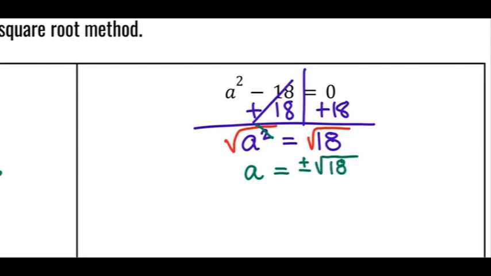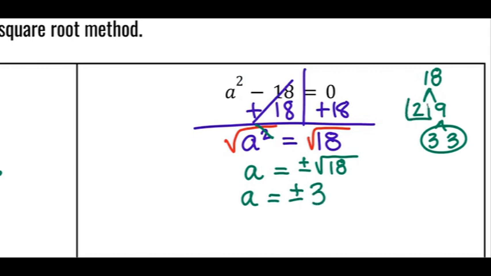18 is not a perfect square, so I'm going to use the factor tree to simplify that down. So it'd be 2 times 9. 9 is a perfect square, right? 3 times 3. So the 3 comes out of the radical, and this 2 stays inside. And there's our answer. There's a couple examples of how to solve a quadratic equation using the square root method.